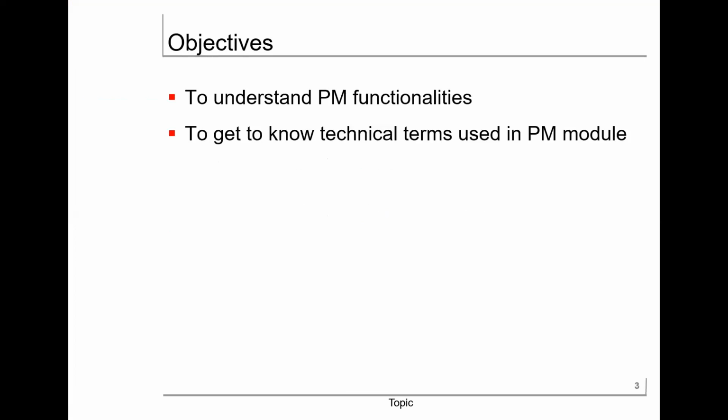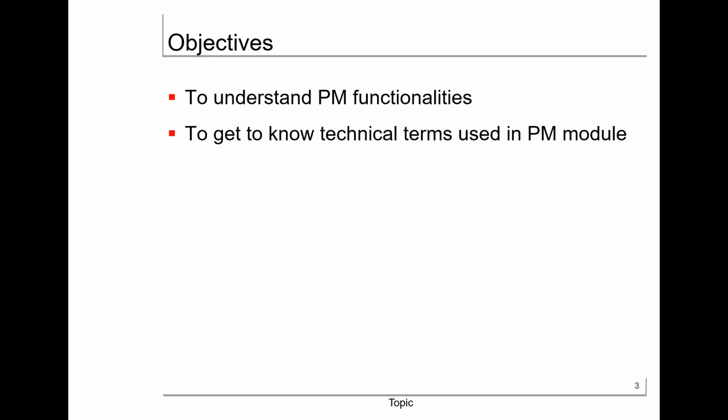The main objective is to understand PM functionalities and to know the technical terms used in the PM module. So coming to functionalities, what is a functionality? Say, for example, I have a process to work. That work is one functionality. I am doing some production in one production unit. That unit has one functionality. So this includes PM functionality. We are going to understand what the PM functionalities are in our total course.